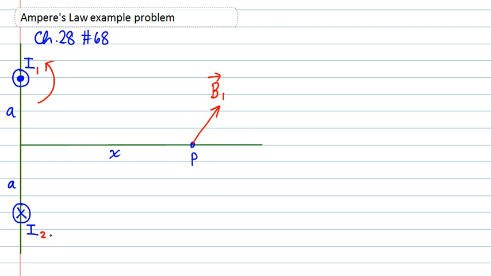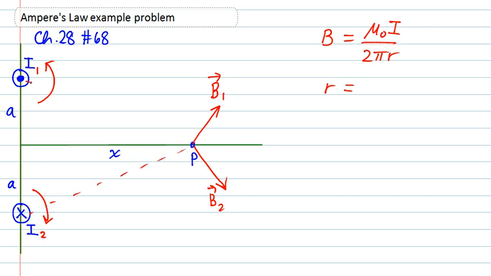And if this is I2 going into the page, the thumb goes into the page and it would wrap clockwise. And so here there would be a circle which would go approximately like this, B2. And it's actually the same value of the magnetic field, because the magnetic field, due to a wire at a distance r away from it, the magnitude is simply mu naught I over 2 pi r. And in this case, we're talking about r being the distance along this dotted line, and hopefully we can see that that's equal to a hypotenuse, so it's a squared plus x squared to the 1/2 power.